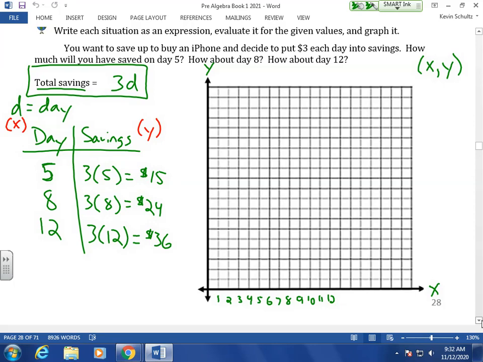out to 12. And then what should I count my Y-axis as? Should I go by 1s? No. Should I go by 2s? Should I go by 3s, by 5s? What do you think? We have 1, 2, 3, 4, 5, 6, 7, 8, 9, 10, 11, 12, 13, 14, 15, 16, 17, 18, 19, 20 going up. So if I count by 1s, I can already see that on day 12, I've got $36. I've got to have more than that. Should I count by 2s?